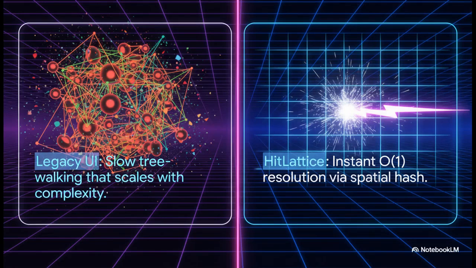So the crucial point here is the staggering difference in latency. Legacy UIs have this frustrating latency floor because they rely on slow tree walking that just gets slower and slower the more complex your UI becomes. The hit lattice, on the other hand, gives you instant O(1) resolution. It completely bypasses the desktop shell. Finding a click in a user interface with a million nodes is exactly as fast as finding a click in a UI with just one single node.